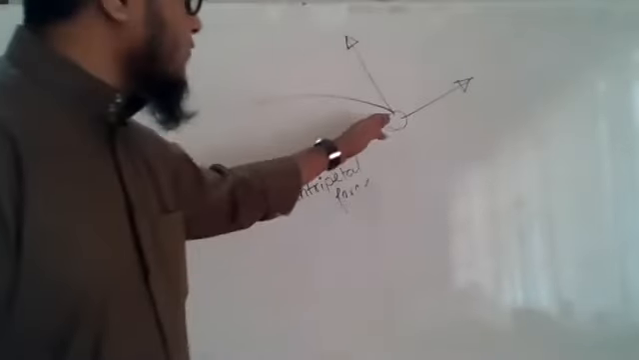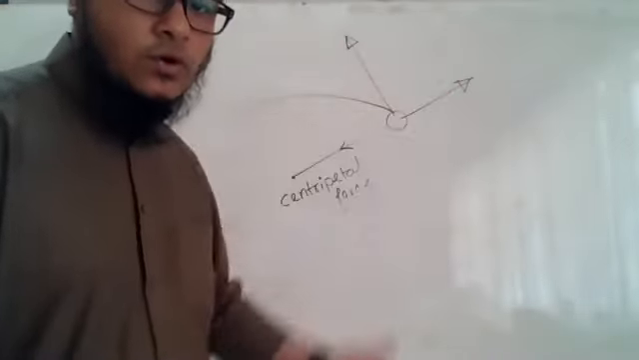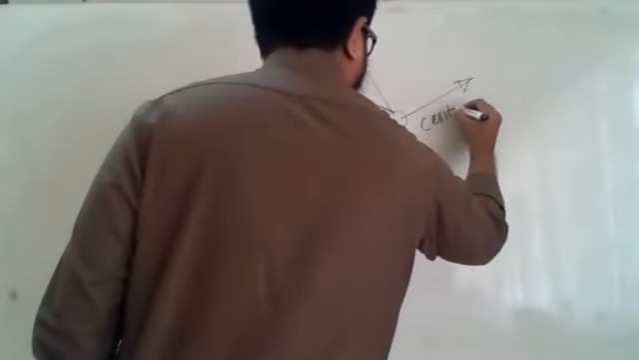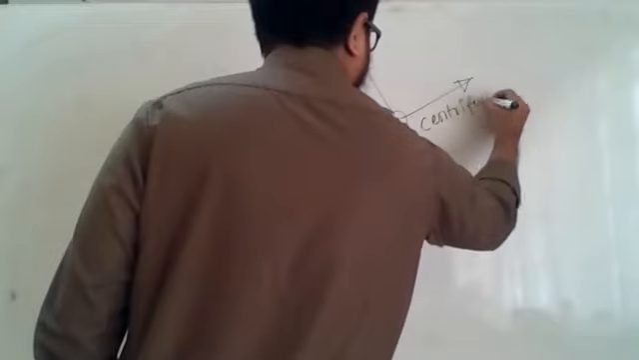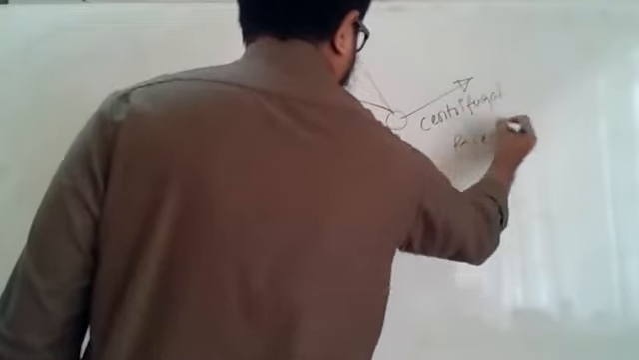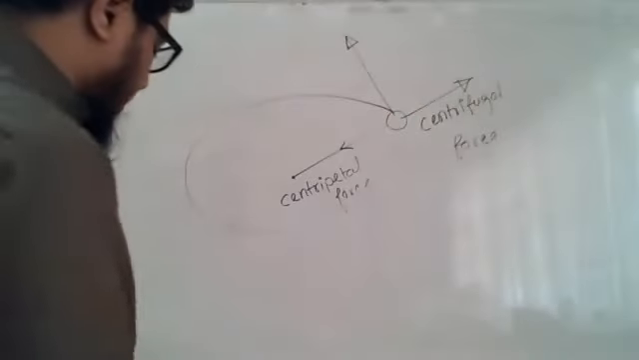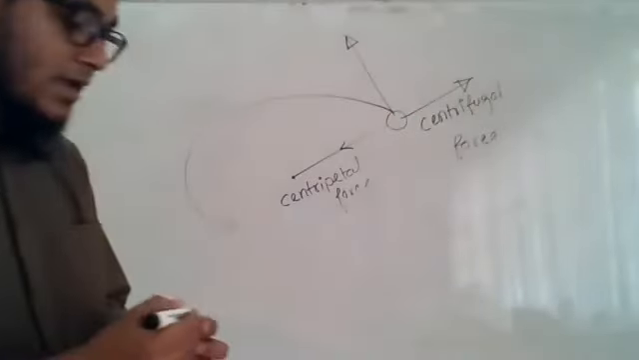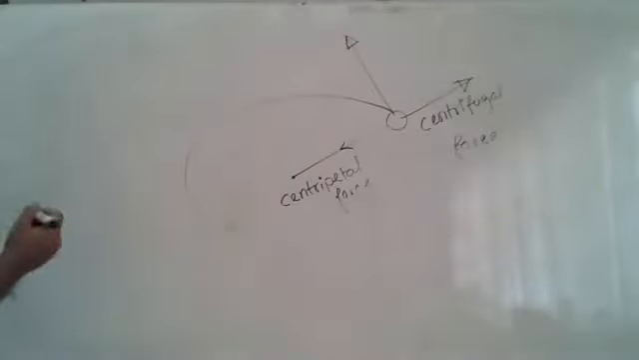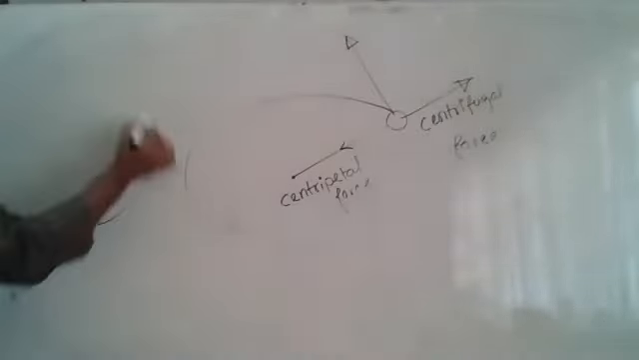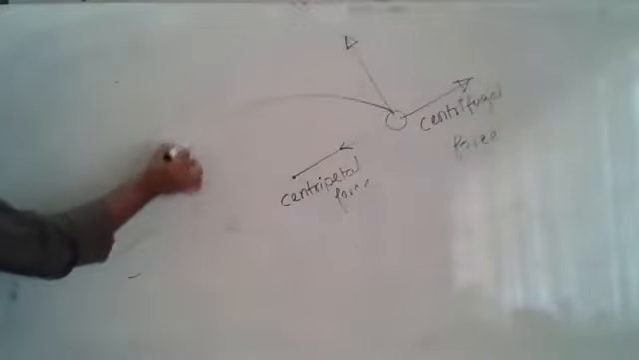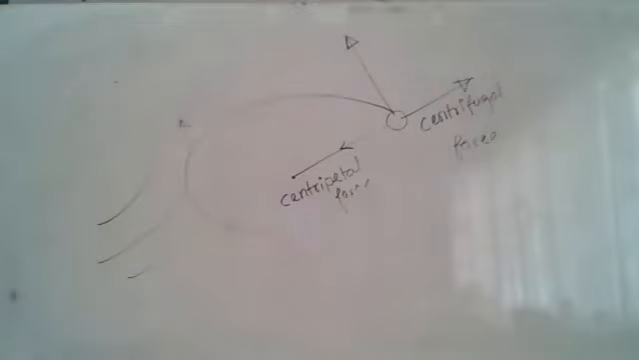Now what is that outward force called? That force is called centrifugal force. We have been experiencing this force throughout our life. Whenever we ride a vehicle and it passes through a curvy road, you cannot go through this road at a high velocity.